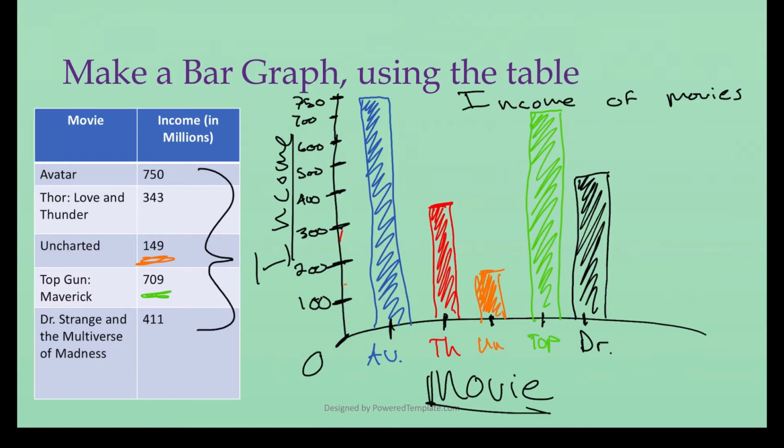So looking at this, you can clearly see which ones have the most. Avatar and Top Gun for sure have the most, and which one has the least? Uncharted has the least. It makes your life a little bit easier when it comes to comparing quantities of something. Okay.